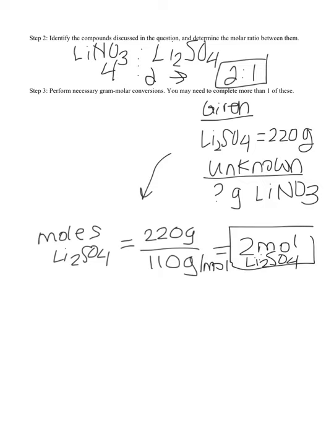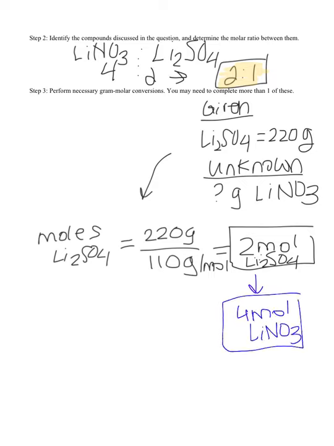And 2 moles of Li2SO4. So if you have 2 moles of Li2SO4, what I'm going to do is look back at my mole ratio, and I know it's a 1:2 ratio, meaning Li2SO4, if there's one of them, there's going to be double the amount of LiNO3. So that means for every 2 moles of Li2SO4, I'm going to have 4 moles of LiNO3.